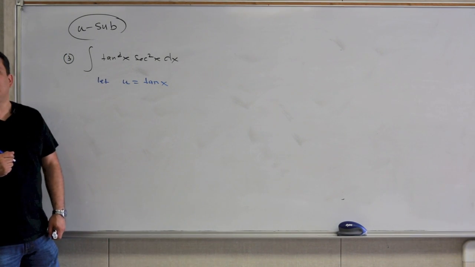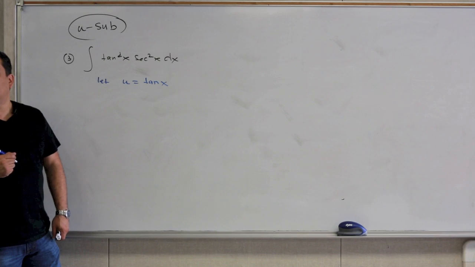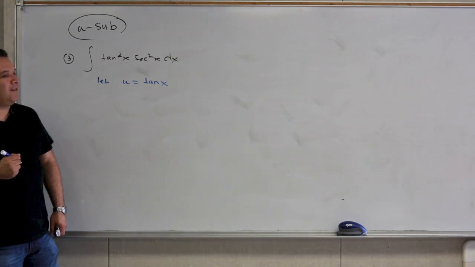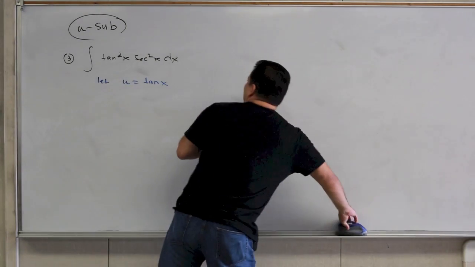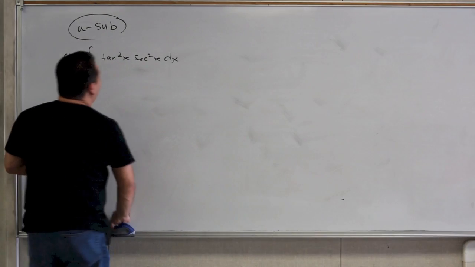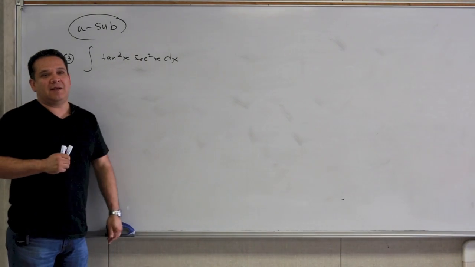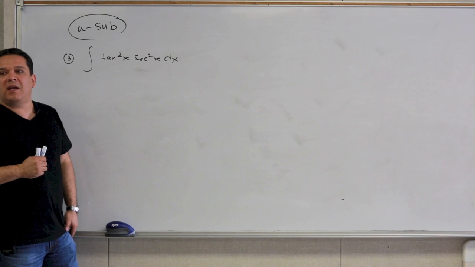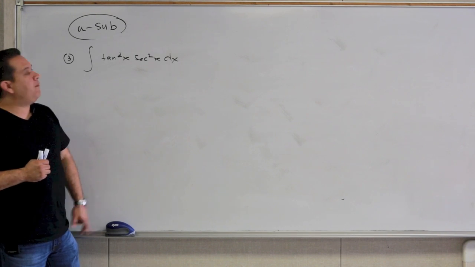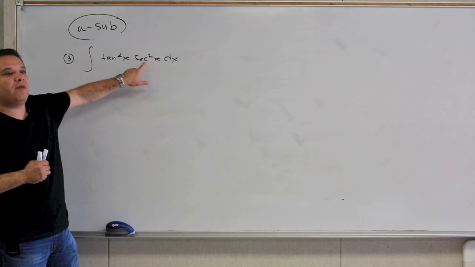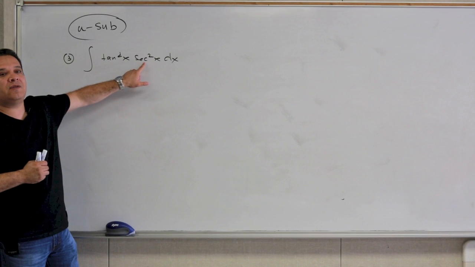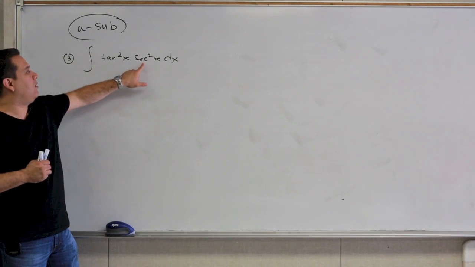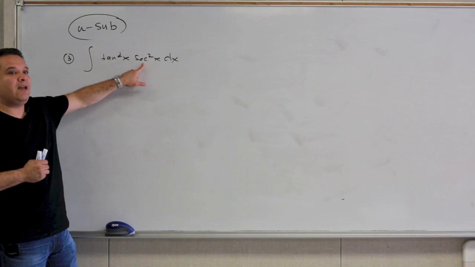Okay, I'm sorry, I shouldn't have told you guys. I should have asked you guys. Let's not pretend we didn't see tangent. What would you let u be? What do you want u to be? Why do you guys think? I mean, why would it be tangent? Because when you see the secant squared, you guys know the derivative of tangent's what? Secant squared. It's no coincidence that you got a tangent here.